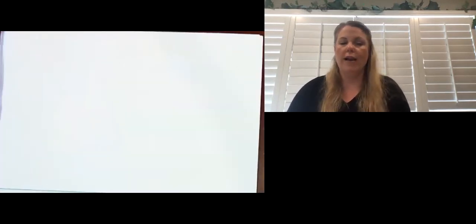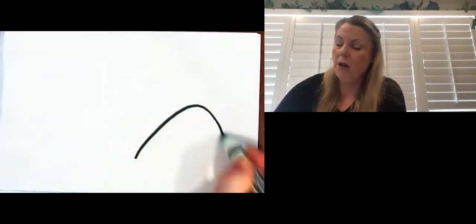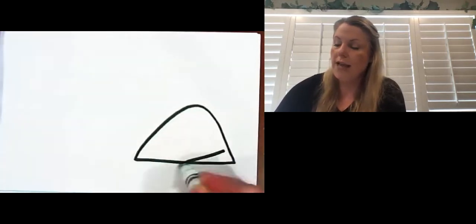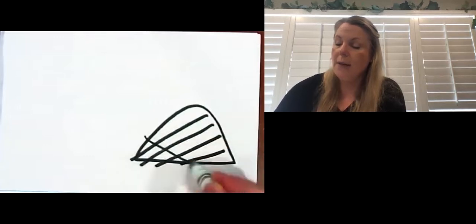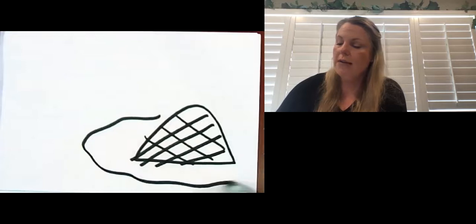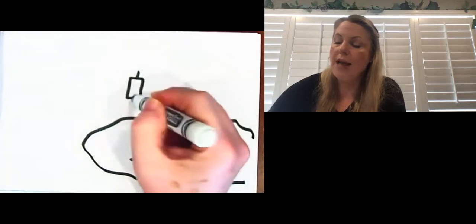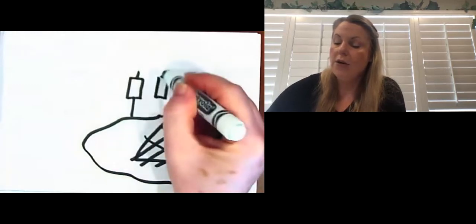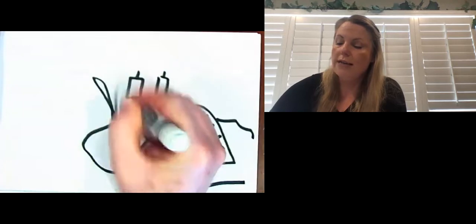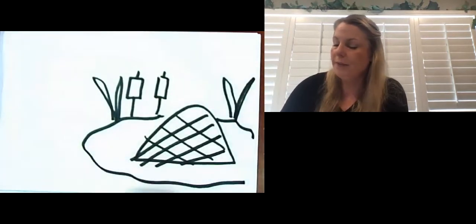So I'm going to go ahead and draw. I remember that the beaver lives in a lodge, and a lodge looks like a bunch of sticks, and the lodge floats out in the water, right? Sometimes we have a beaver dam, okay? And a lot of times we might find them at a lake. So I'm going to draw some grass and a little bit of lake back there. Mine's a little bit small, but that's okay.